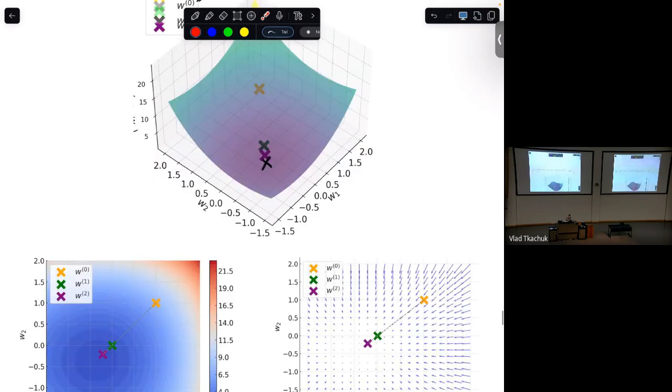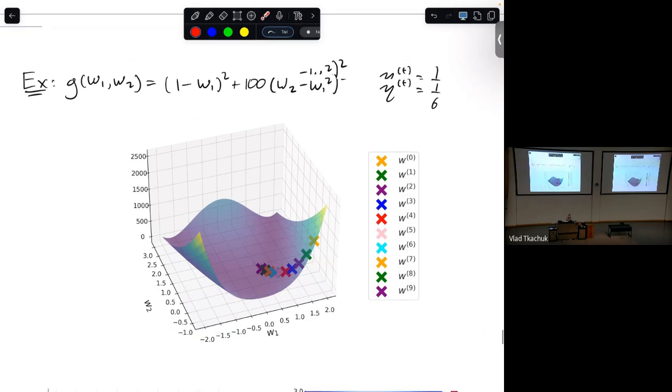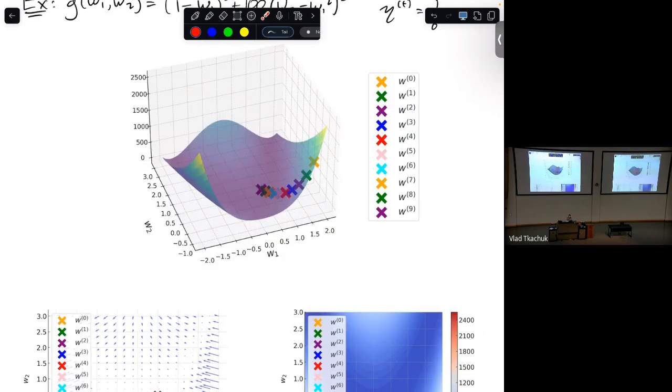Okay, and then finally, I just wanted to show a picture of a slightly more complicated looking function in 2 dimensions, which is the following. I don't know, it's some equation. It looks like this, and the minimum is somewhere over here, turns out.